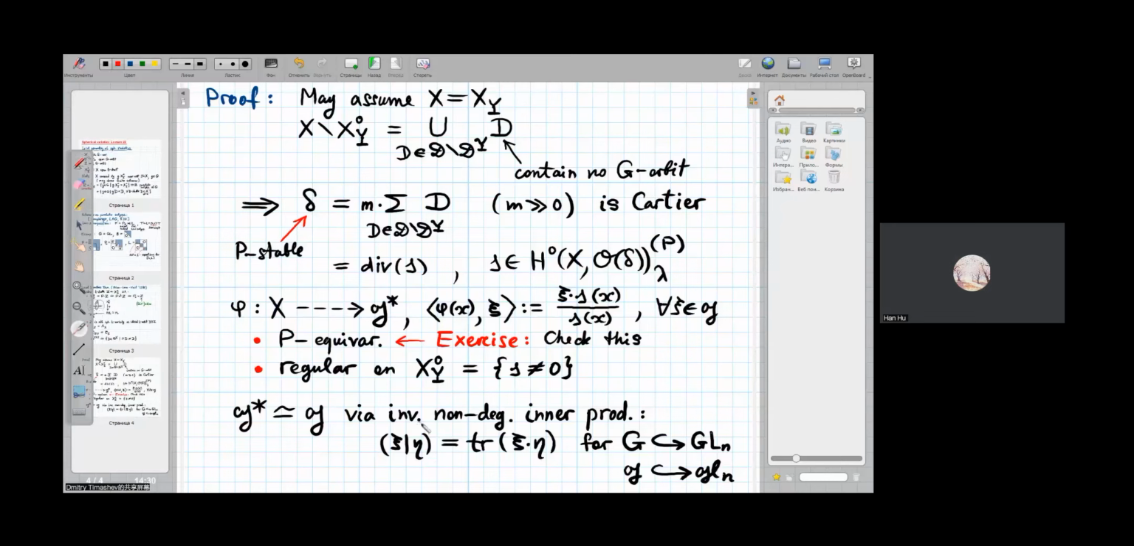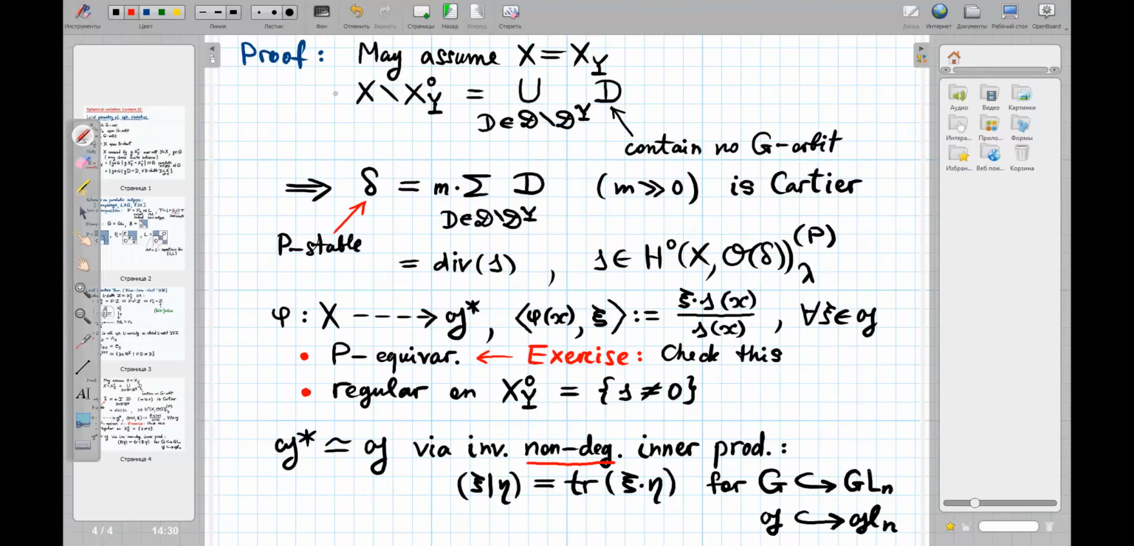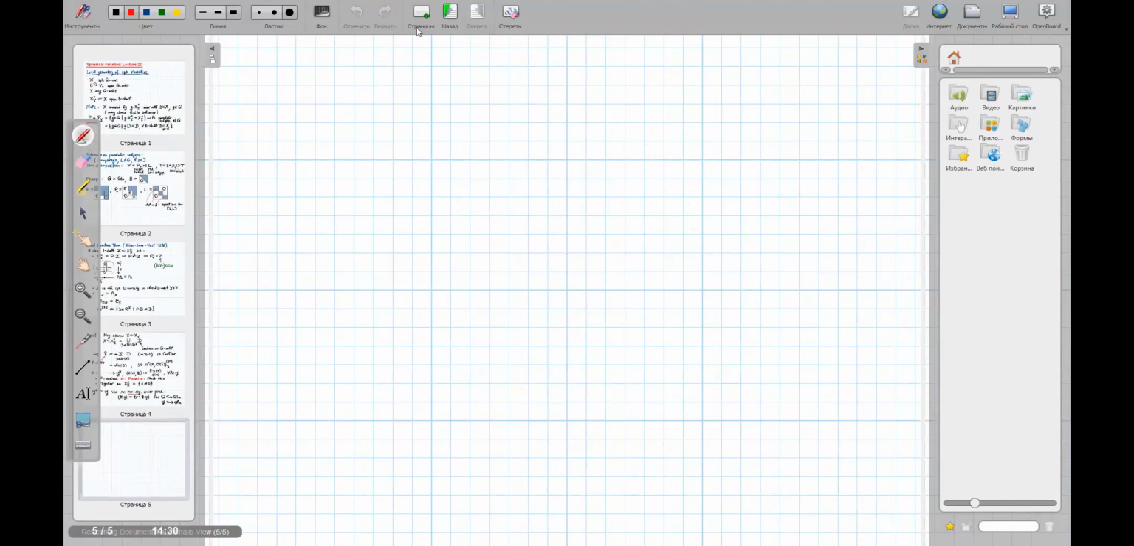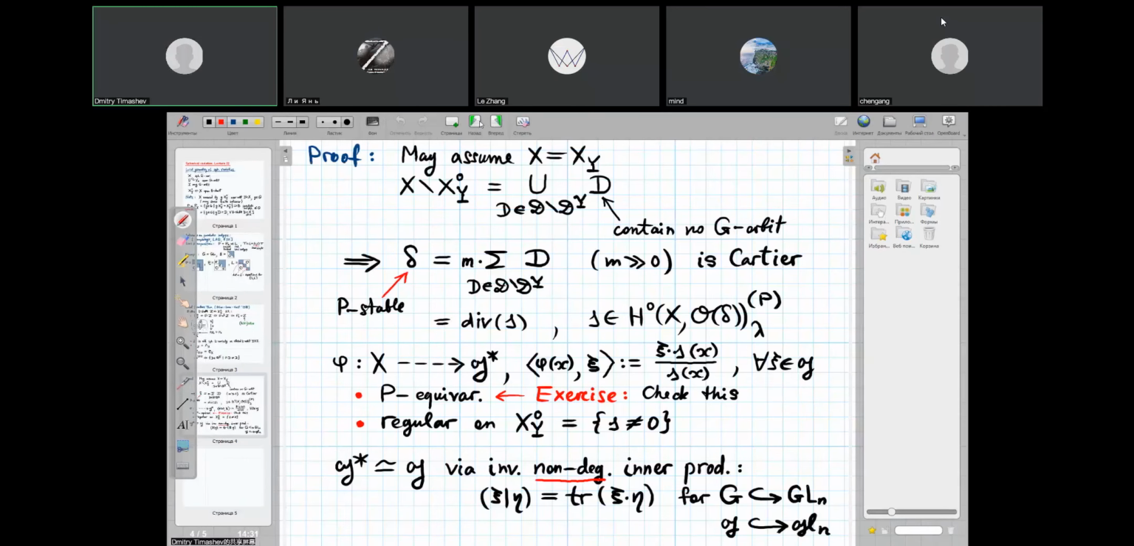It is non-degenerate because G is reductive. Oh, so this is some basic theorem of group theory, right? Yes. This is a non-trivial property of reductive groups. I don't want to prove this property, of course, because it is beyond the scope of my course. But let me give you a reference. Maybe I can put it here.